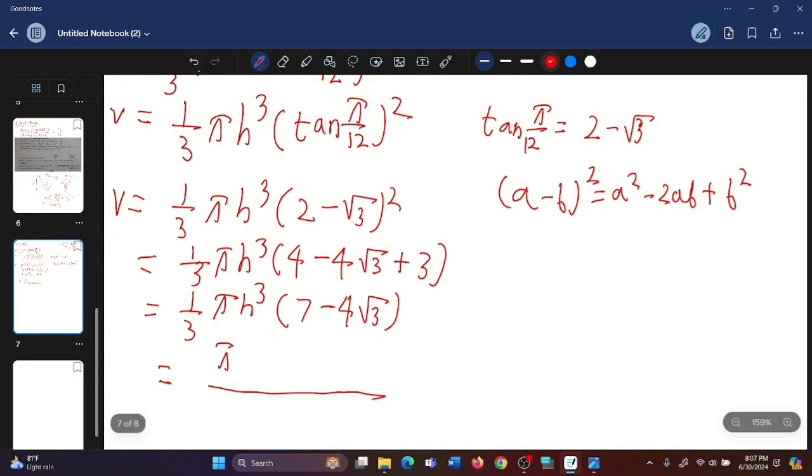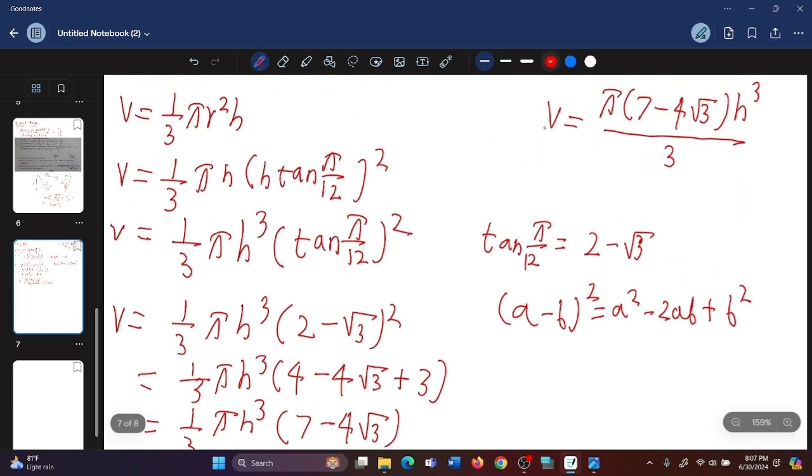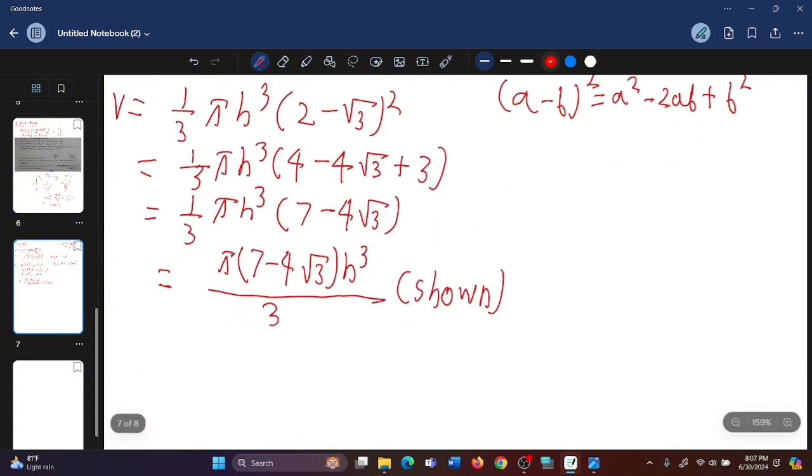Pi, sorry, pi (7 minus 4 root 3). I can write h cube on this side and 3 in the bottom. Thus, we did, shown. We have to write "shown" because we are told to show that the volume of the cone was this. So we are able to show it. We ended up in that equation. So part A done. Now let's go on with part B.